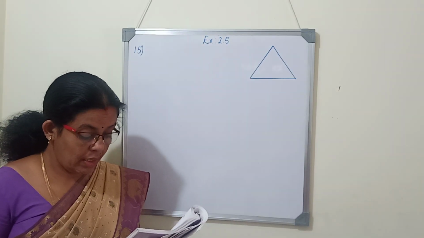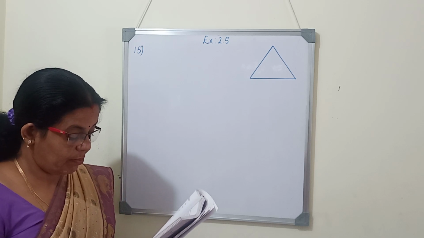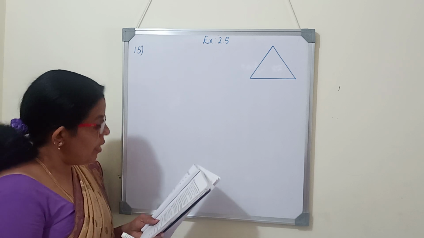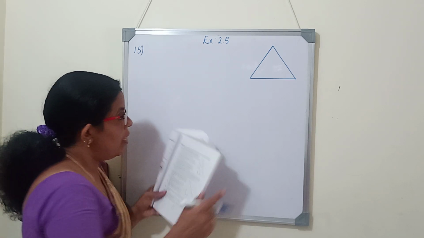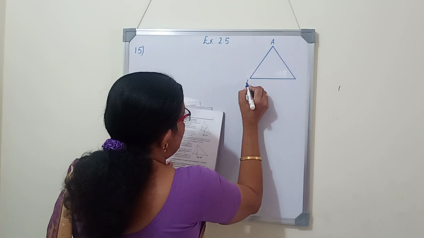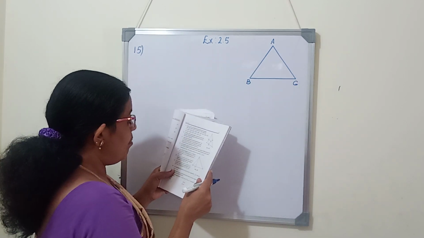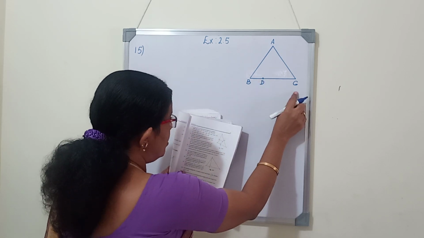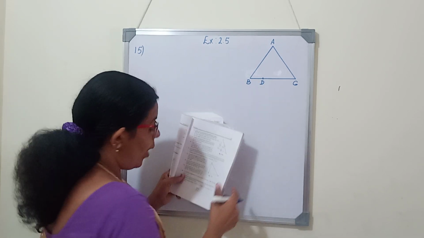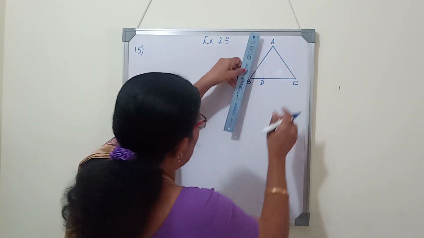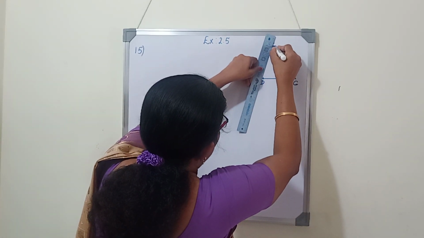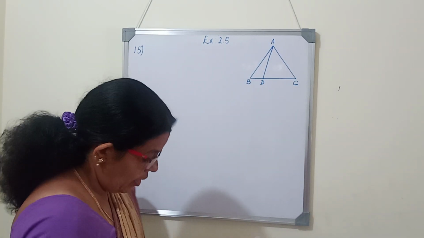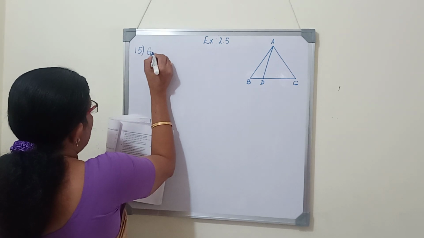In an equilateral triangle ABC, D is a point on the side BC such that BD is 1 by 3 BC. Prove that 9AD square equals 7AB square. In an equilateral triangle ABC, D is a point on the side BC such that BD is 1/3 of BC. We have to prove that 9AD square equals 7AB square.